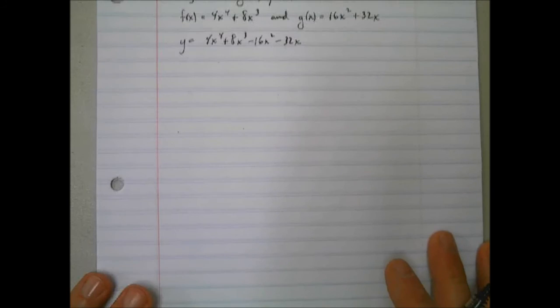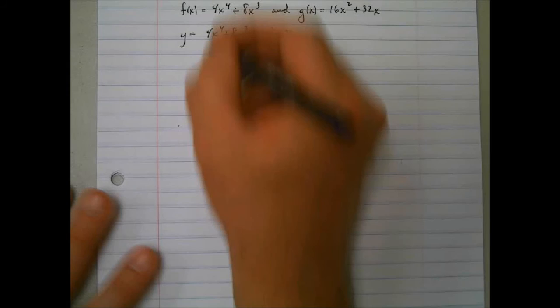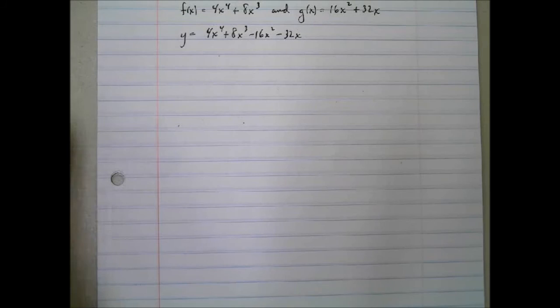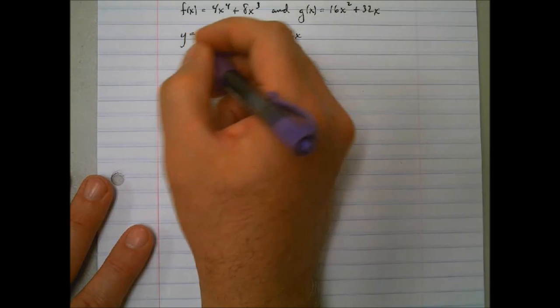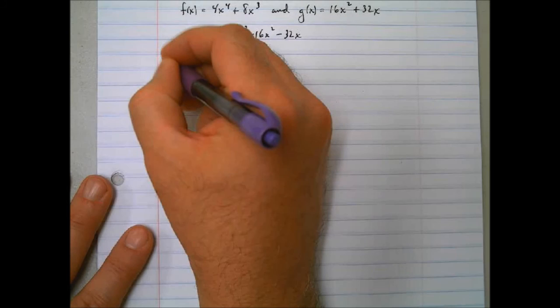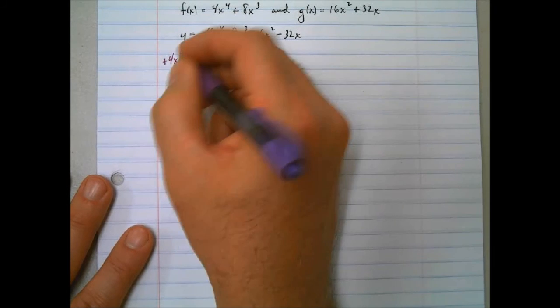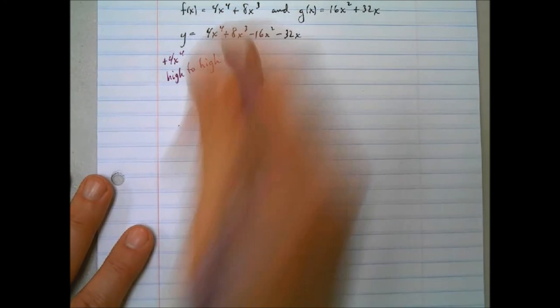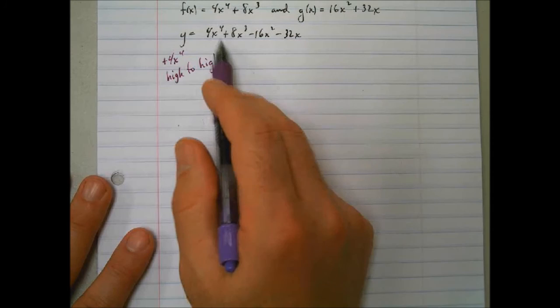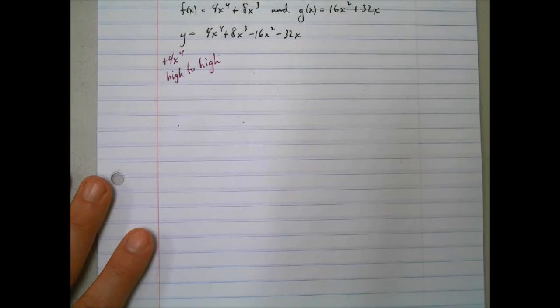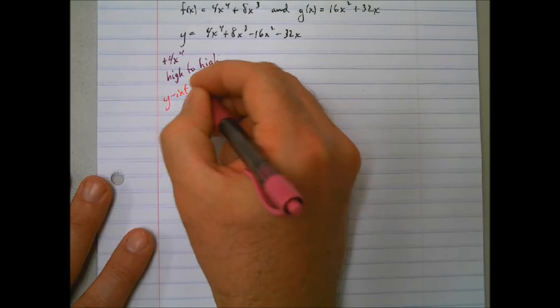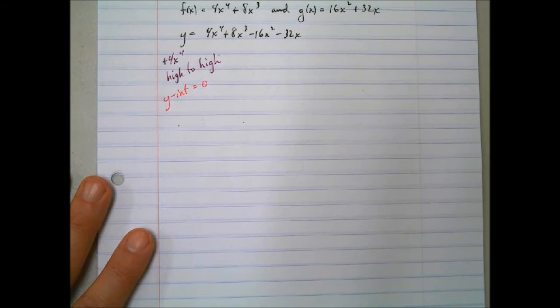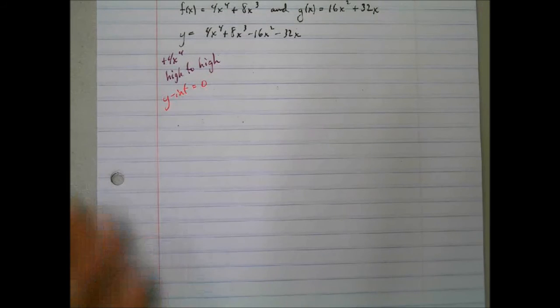Now, it's not in the factored form. There are some advantages for when we're not in the factored form. For example, you can easily see that the degree of the function is 4, and it's positive 4x to the fourth, and so therefore we know this is a high to high. And if we plug in 0 for all the x's, we do get the y-intercept of 0. Okay, but to really be able to do anything else, we need to get it in factored form.